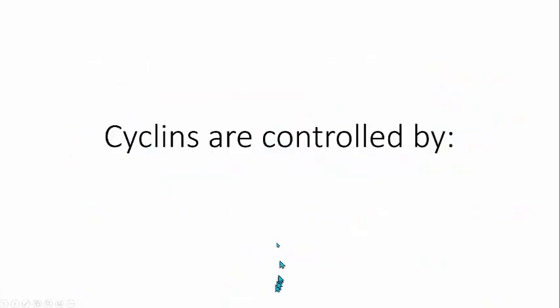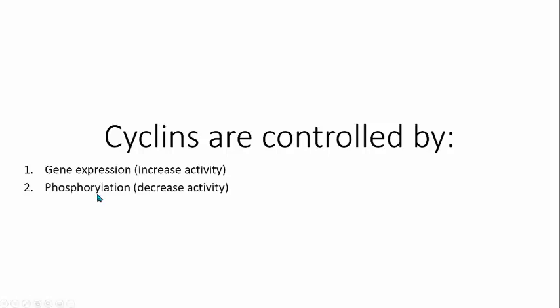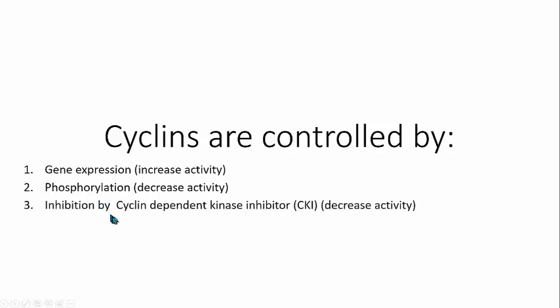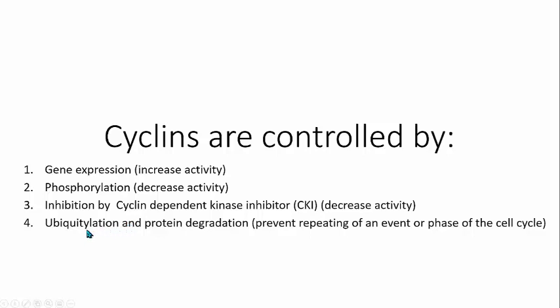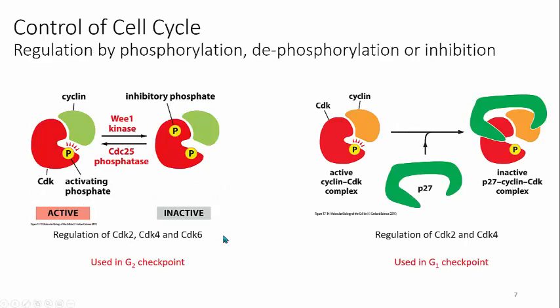Cyclins, you need to know, have four levels of control. They are gene expression, phosphorylation, and inhibition by the cyclin-dependent kinase inhibitors. You need to also know that they can be ubiquitinated and destroyed after ubiquitination. This is the way all CDK cyclin complexes are degraded when they are taken back apart. The next two slides remind us of those pathways.